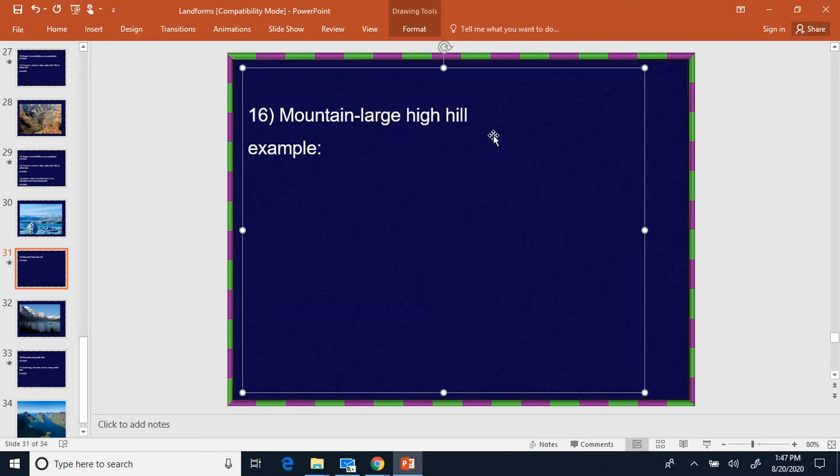How high? To be a mountain, you need to be at least 1,000 feet. So a mountain has to be 1,000 feet or more. If it's below 1,000 feet, no mountain, just a big hill. So you can be 999 feet and you're just a super tall hill. That's just kind of how it works.